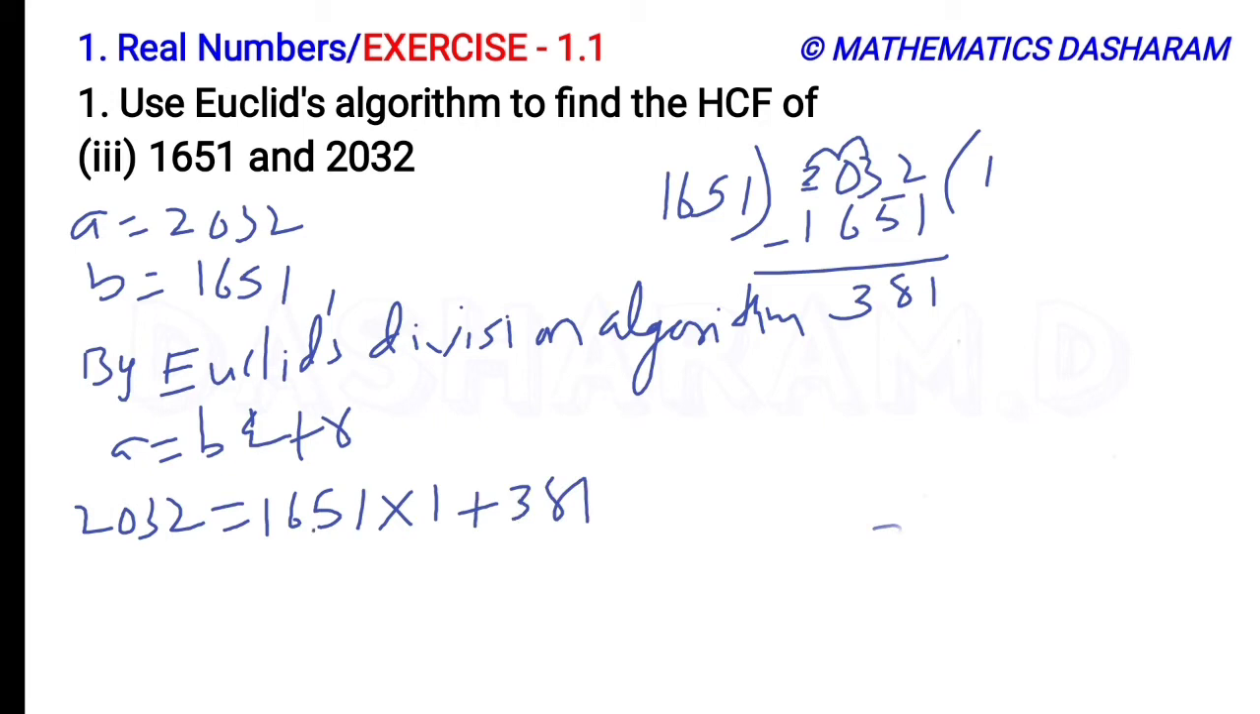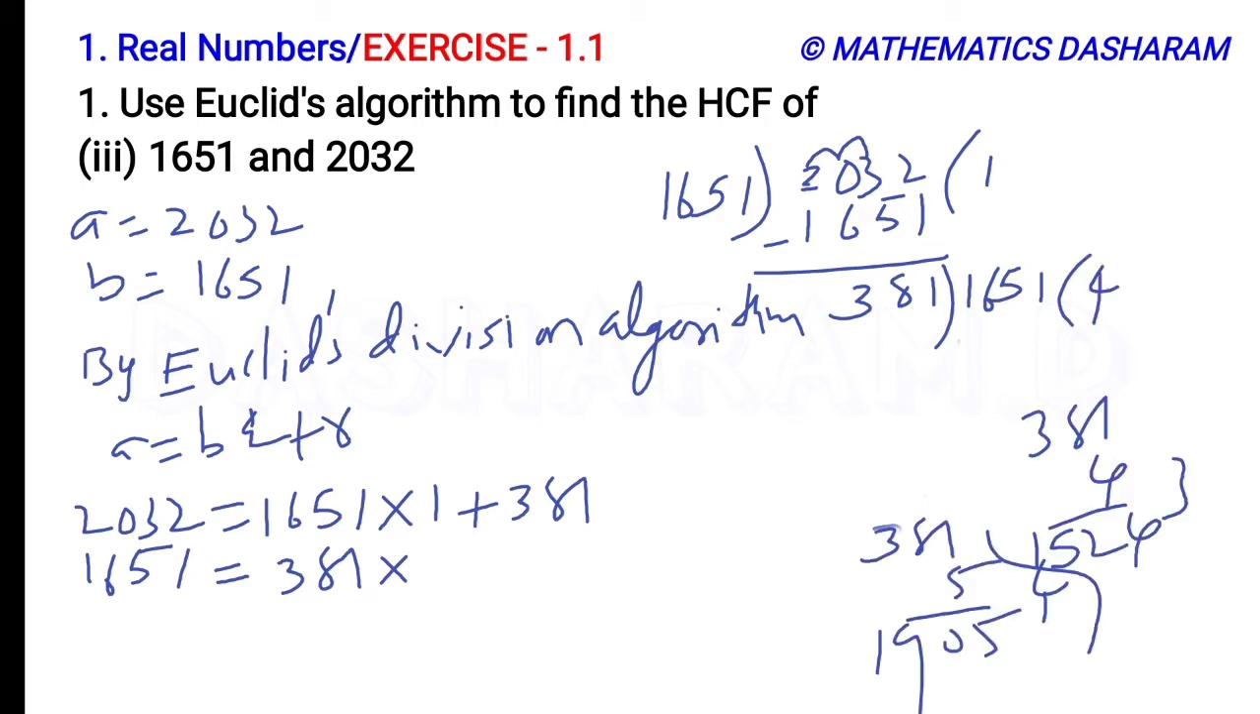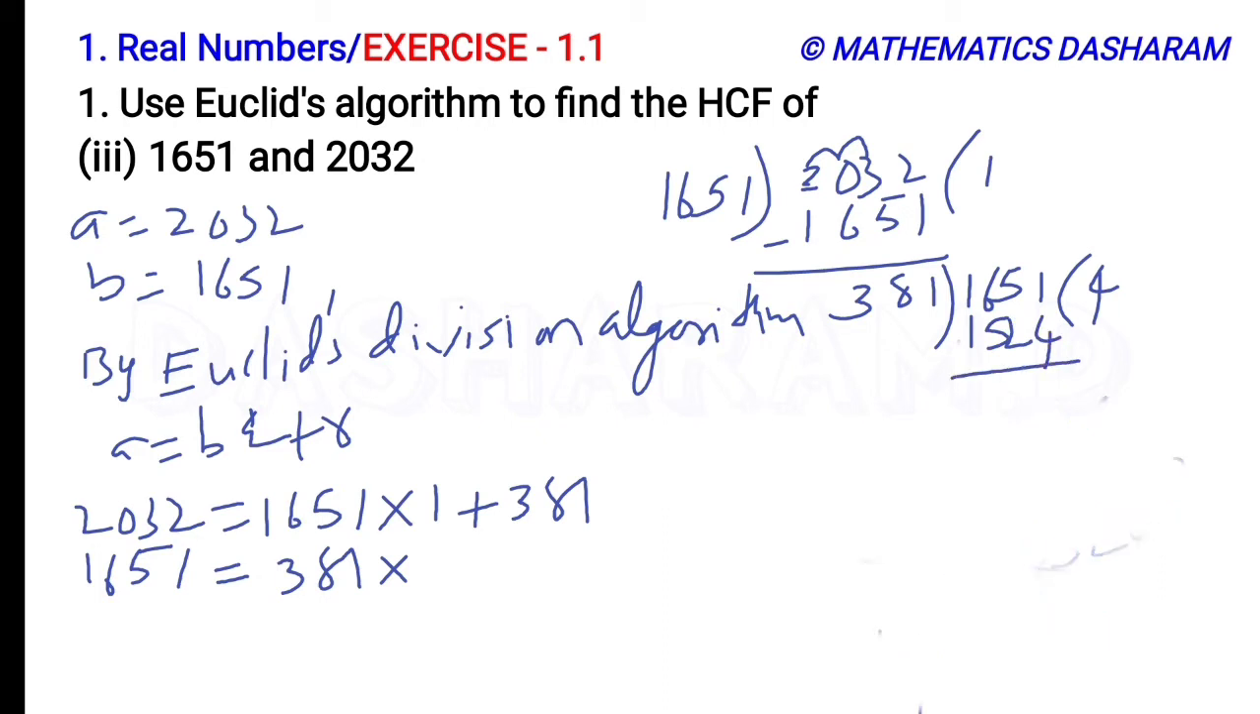Now this divisor will become the dividend, 1651, and this remainder will become the divisor, that is 381. Now find the quotient and remainder. So 1651. Here 4s are 1524. Let's find the remainder: 11 minus 4 is 7, 4 minus 2 is 2, 6 minus 5 is 1. So 4 is the quotient, 127 is the remainder.